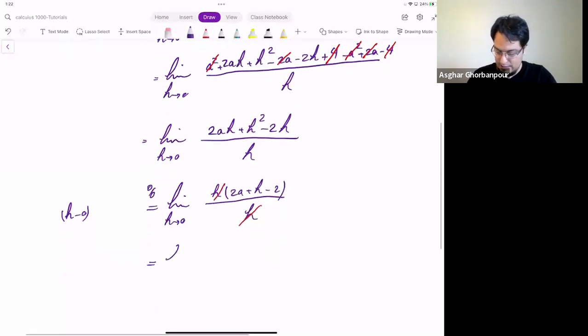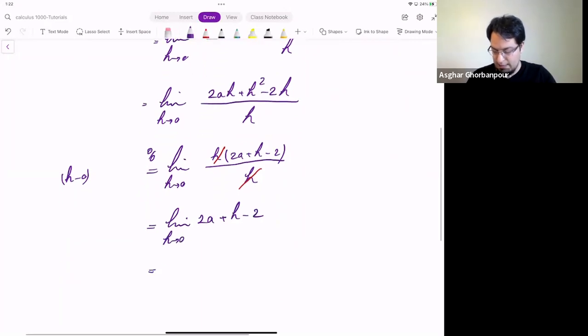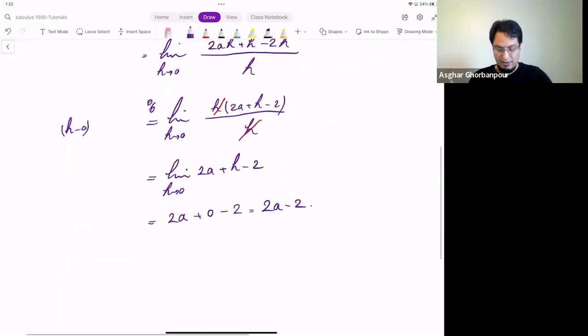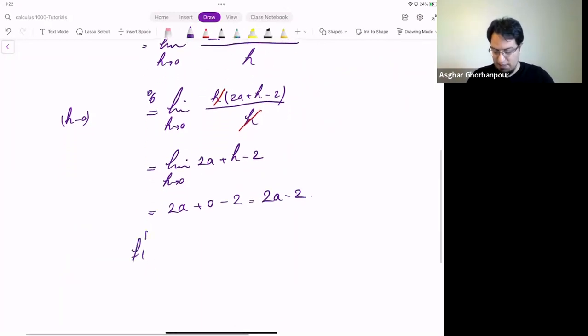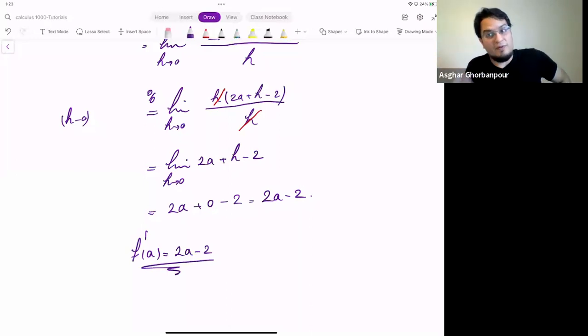That gives me just the limit of 2a, a is a constant, plus h minus 2 as h goes to 0. A has no h in it, so it's constant with respect to h. This is 2a plus 0, since h goes to 0, minus 2. So 2a minus 2. So f is differentiable, and the derivative of this function at a is 2a minus 2. Note that if the question is asking to find the derivative of a function using the definition, you have to apply these steps.